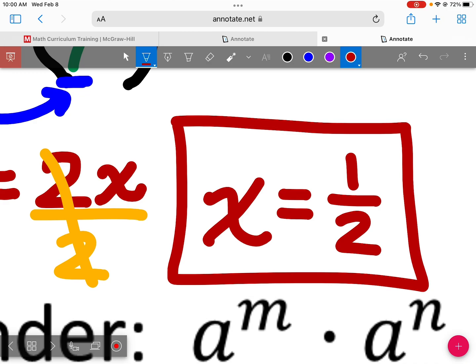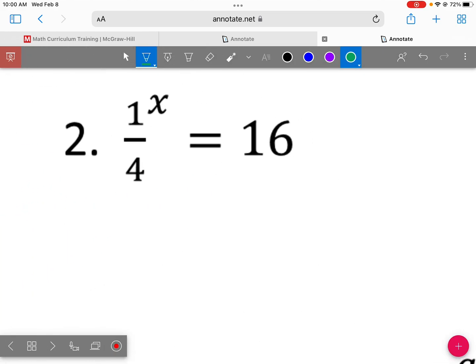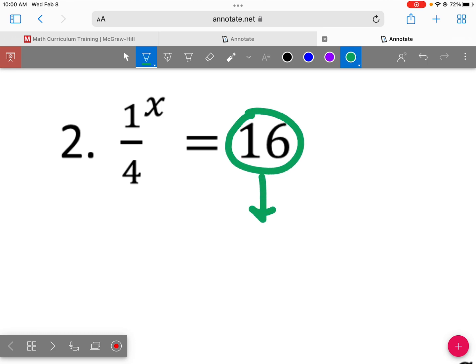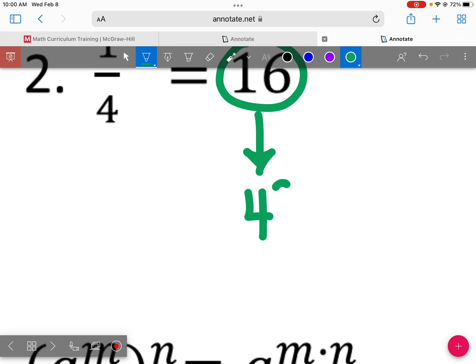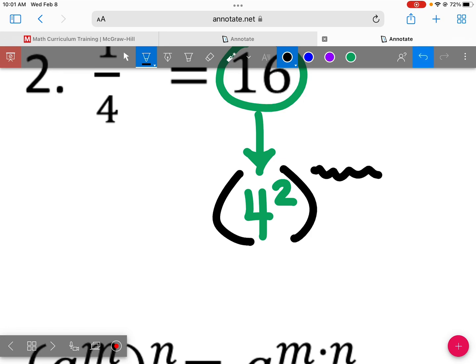Number 2. Similar kind of setup, except I got this fraction. What can I do with either the left or the right? Give me one idea that I can start with. 16 is 4 squared. So this is the exact same thing as 4 squared. Do I need to bring down any exponents with that? Should I put parentheses around it and put something out here? Why not? Yeah, the 16 didn't have an exponent on it, so I don't have another exponent that I need to bring down with it.